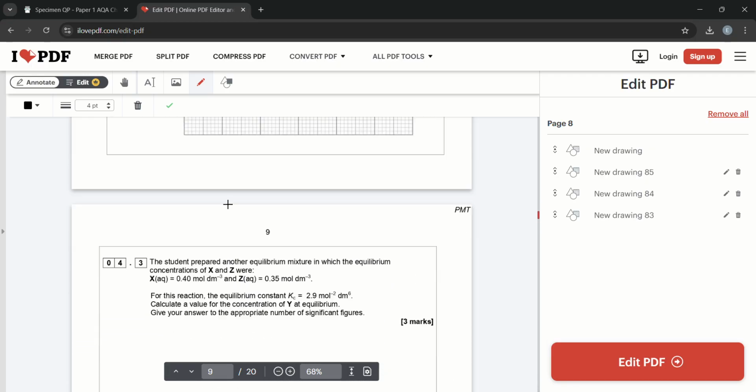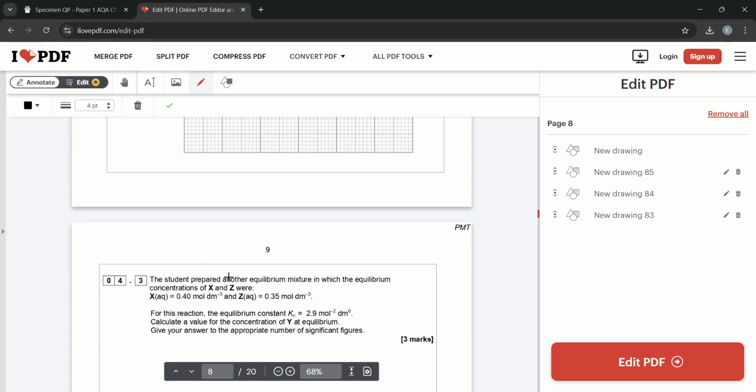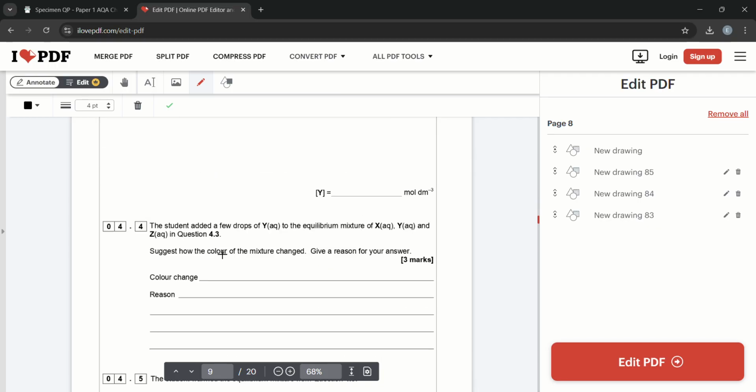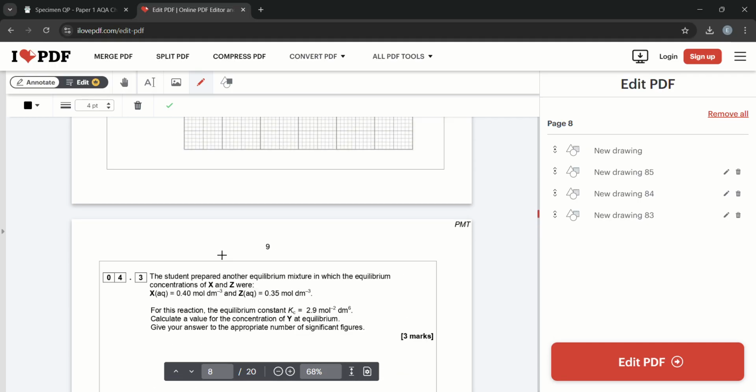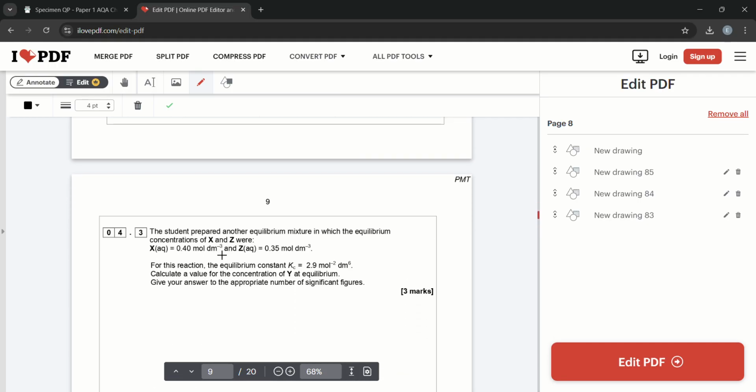And then skipping 4.2, 4.3: a student prepared another equilibrium mixture in which the equilibrium concentrations of X and Z were X aqueous 0.4 moles per dm cubed, Z aqueous 0.35 moles per dm cubed. For this reaction, the equilibrium constant Kc is that. Calculate the value for the concentration of Y. Give your answer to an appropriate number of significant figures.